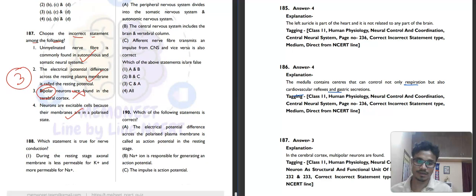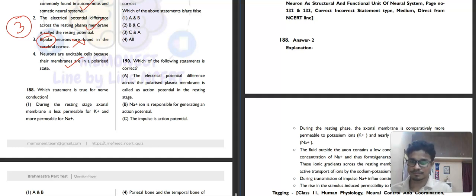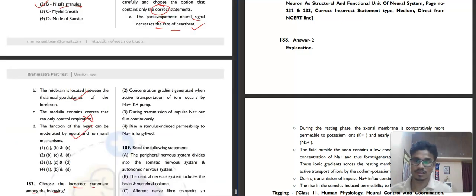Then question number 188. Which statement is true for nerve conduction? During the resting stage, the axonal membrane is less permeable to K plus and more permeable to Na plus. Okay, so it is not true. It is the vice versa. Then second, concentration gradient is generated when active transportation of ions occurs by the Na plus K plus pump, correct. During transmission of impulse, Na plus effluxes continuously, no. Then rise in stimulus induced permeability to Na, no. The second option is the correct answer.